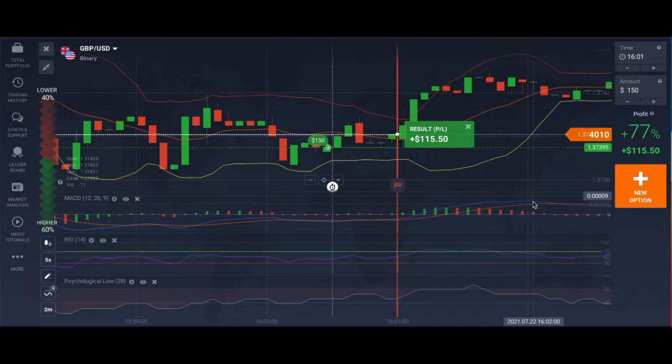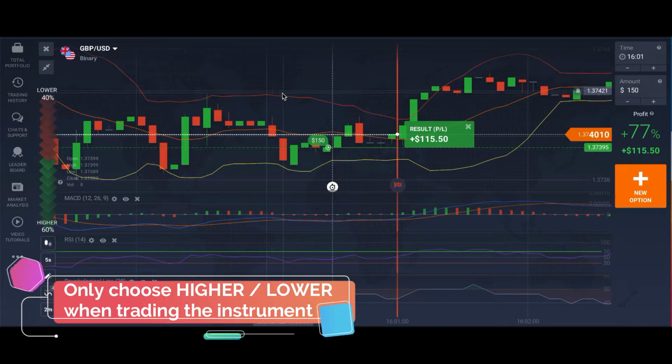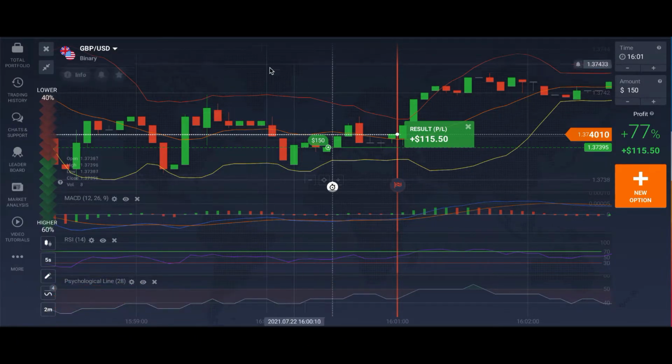So with binary option trading, you're literally just selecting either higher or lower for the instrument. All right, now as you can see, I've got very standard indicators set up for this trade. I've got the Bollinger Bands.